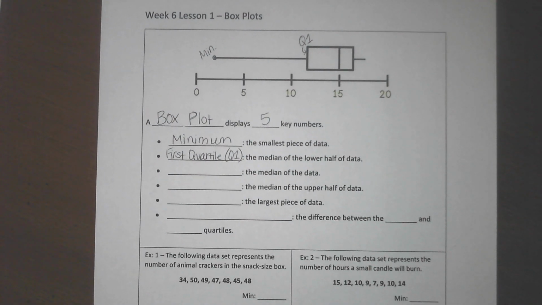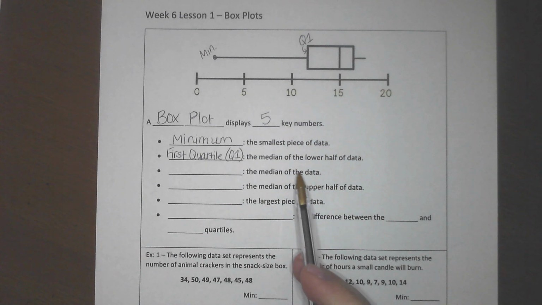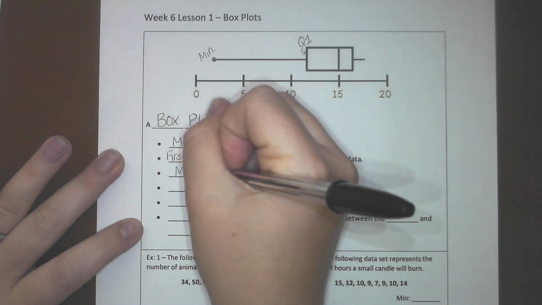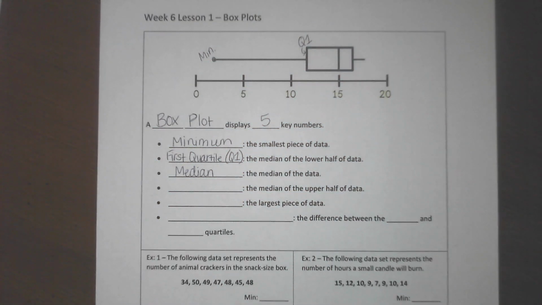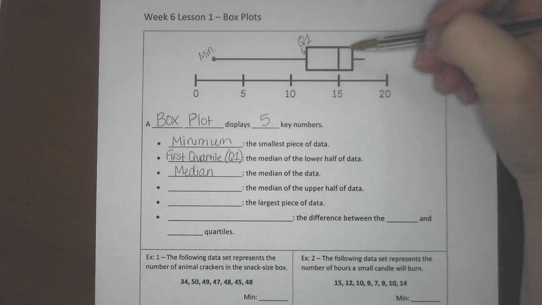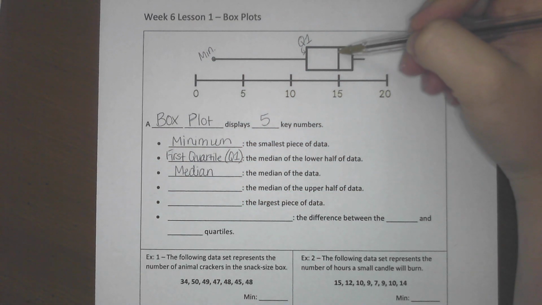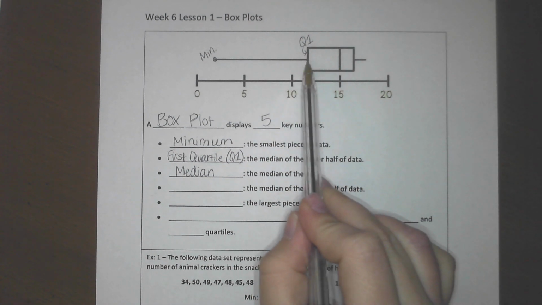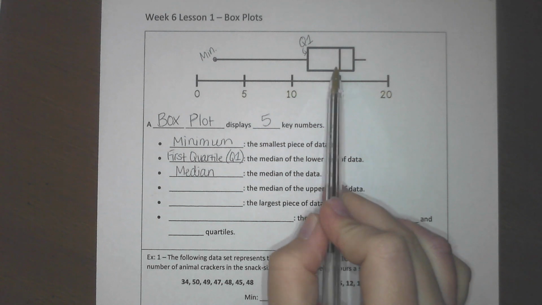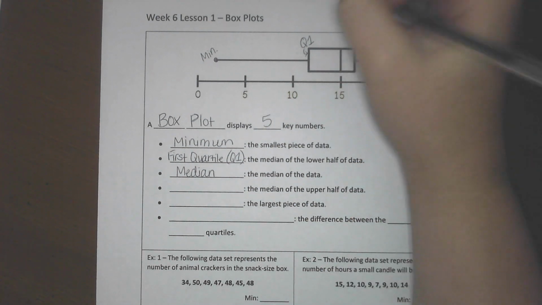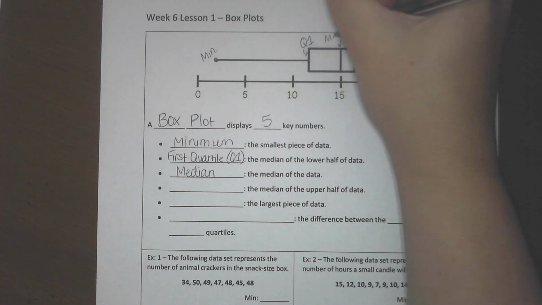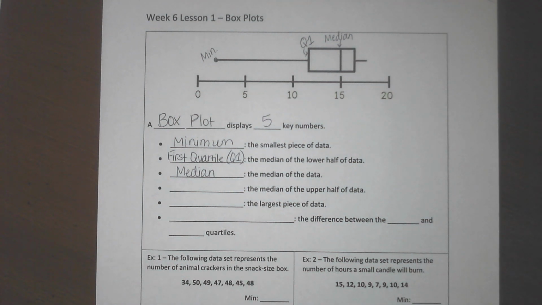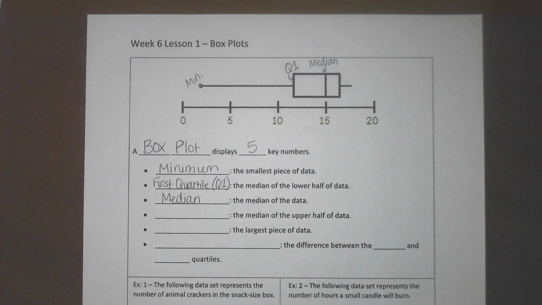Okay. Then we have the median of the data, just the median. This is called the median. Remember, it's the middle number. It's also where that line is going through your box. It's not always in the middle of the box. You'll see on box plots, you'll have this line all over the place, but it's always the line that's inside the box. This is called your median. Move it down a little bit.